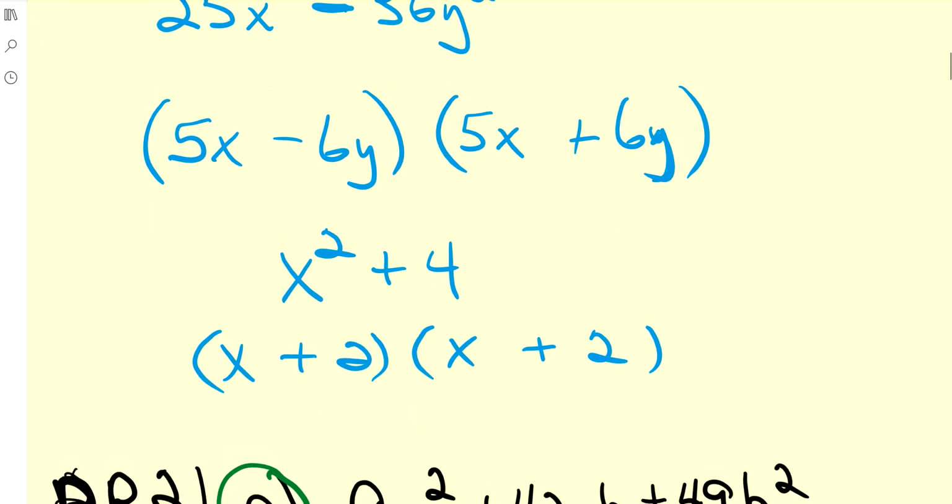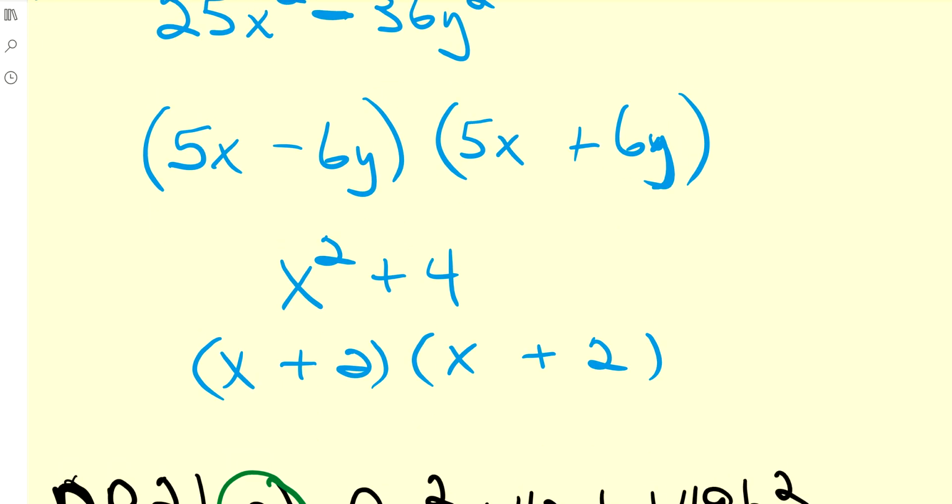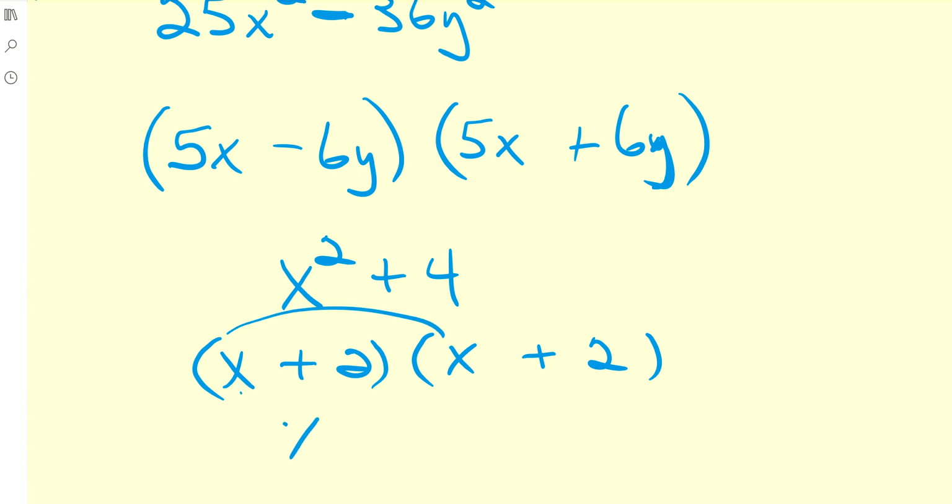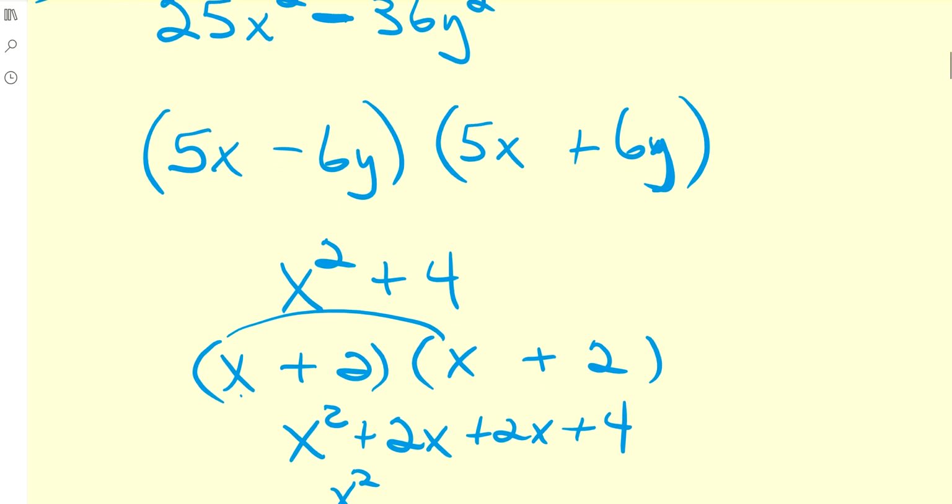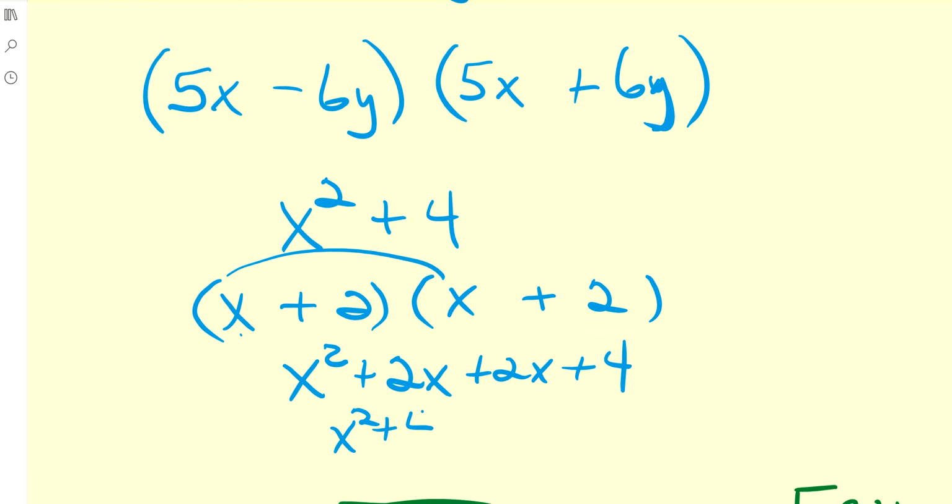Let's try it. X times x is x squared, plus outside is 2x, plus inside is 2x, plus last is 4. So now I finally get x squared plus 4x plus 4. So you can see this is not the same as this.